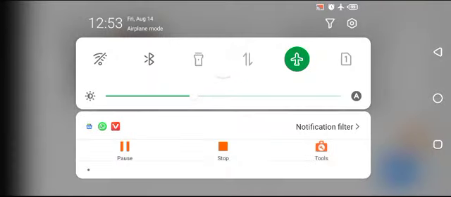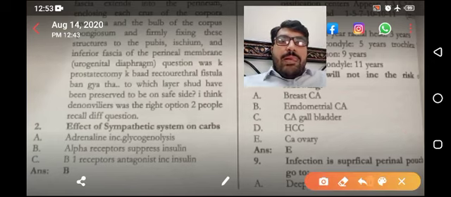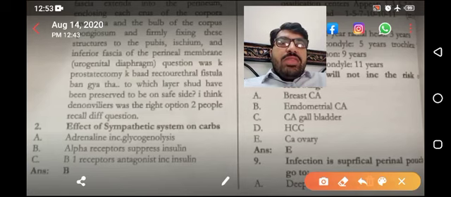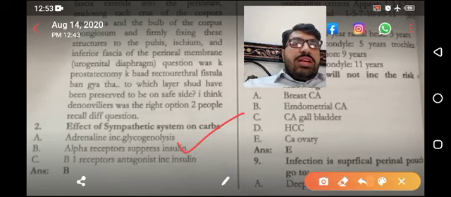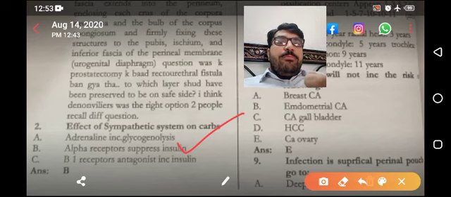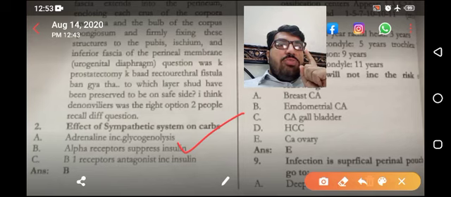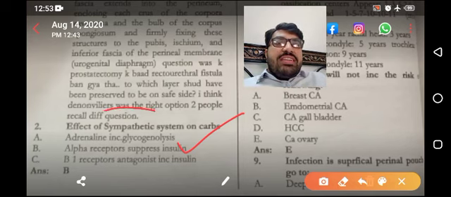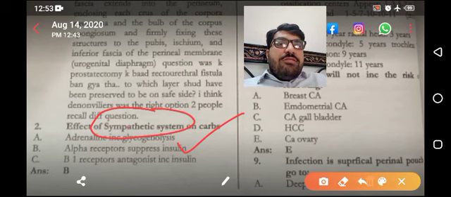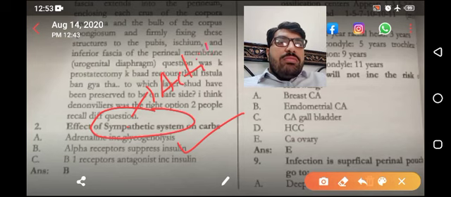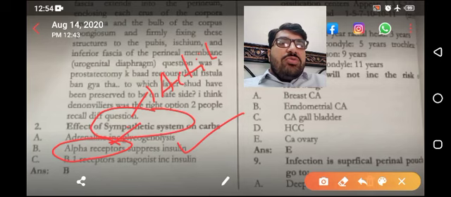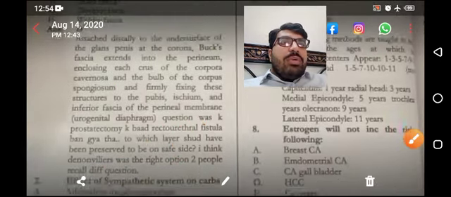Coming back toward the MCQ. So the alpha receptor suppresses insulin. That is the right answer. But it is the alpha receptor stimulation, not the blocking. If the alpha receptor is blocked, there will be increase insulin. But sympathetic system causes what? If sympathetic system is activated, we already discussed, it will cause the alpha receptor activation, and when the alpha receptor is activated, it causes what? Decrease insulin.